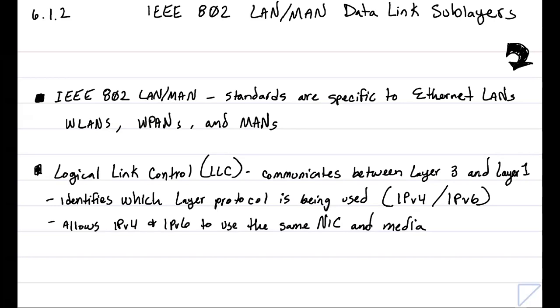Logical link control, LLC, is one of the sublayers that you will find on the data link layer. The LLC communicates between layer 3 and layer 1. It identifies which layer 3 protocol is being used on the network. So if you're using IPv4 or IPv6, it is one of the jobs of the sublayer to identify what you're using. It'll communicate with layer 3 and ask, are you using IPv4 or are you using IPv6? It will also allow IPv4 and IPv6 to use the same network card and media, the same physical cables that connect the network.